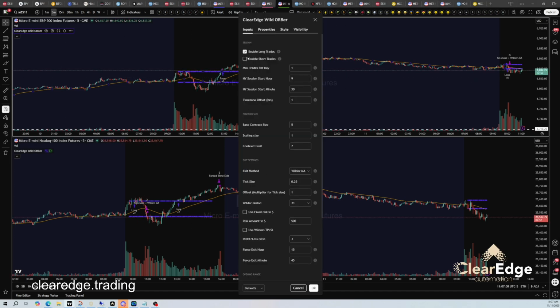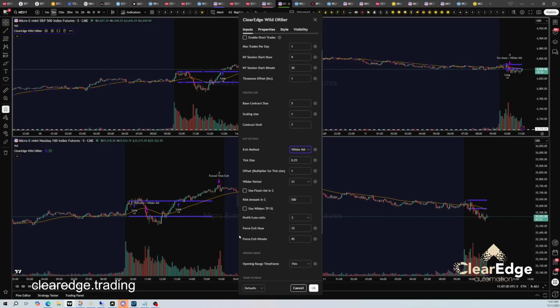You want to run just long trades only on one chart, and if you want to have a different setting for short trades, you can run that on a separate chart and a separate alert. So I enable long trades only. These are my settings, my base contract size. My exit method is the Wilder 21 day. I do not use a fixed risk.